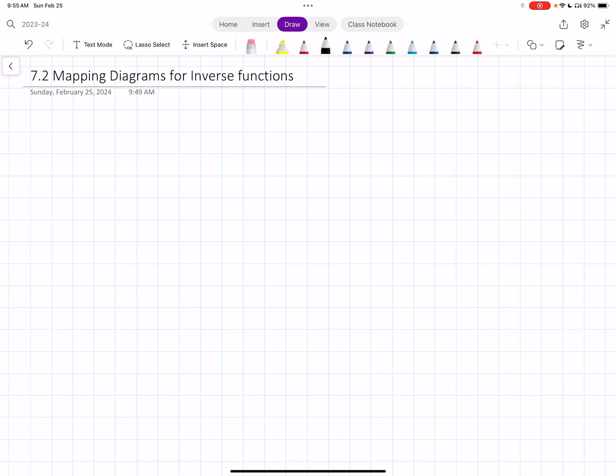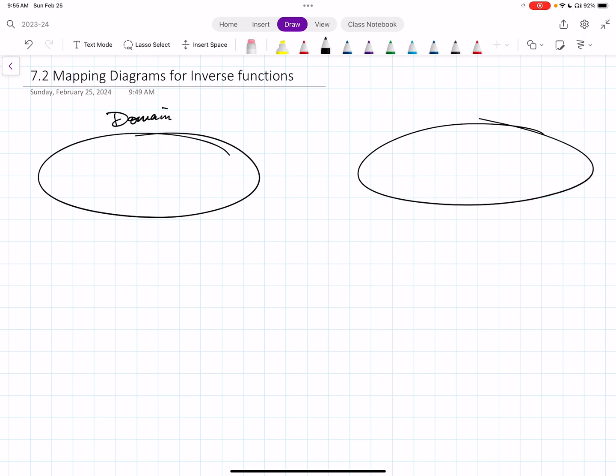Let's start off with the sine function, and let's start off with the domain and range. Let's say this represents the domain. So any number in this bubble diagram right here represents an angle in the domain. And over here, this represents the range. All right, and let's start off with the sine function.